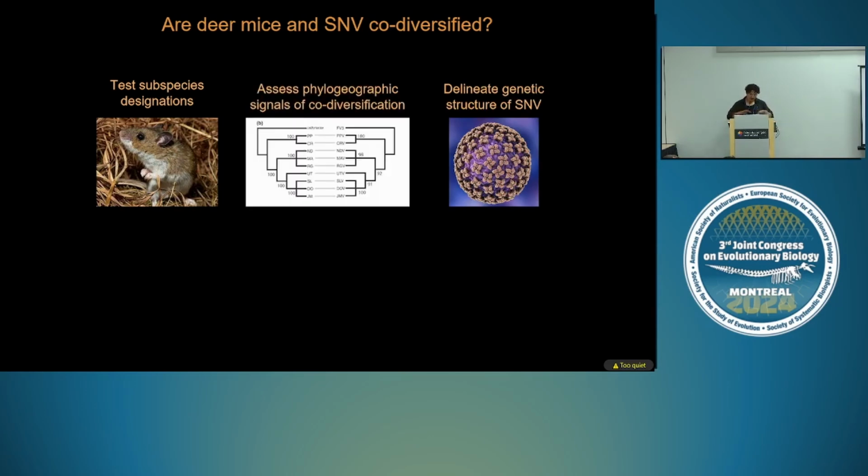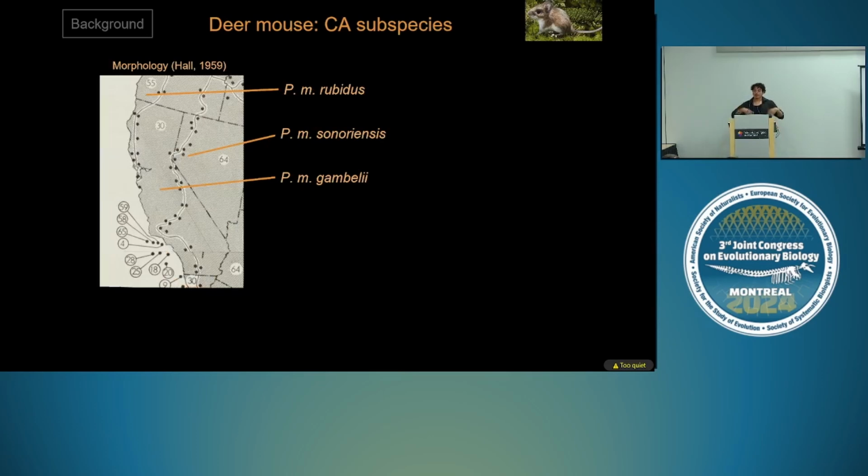And so with the baseline prediction that not only should we see co-diversification taking place, but those contact zones between host and pathogen populations should provide some context and some insight into host switching events as well as spillover across the state. And so now I'm just going to go briefly over the background that we understand already for the diversity of deer mice across the state.